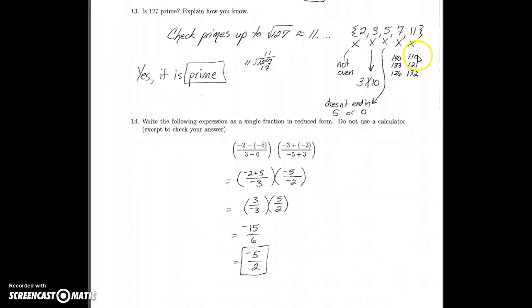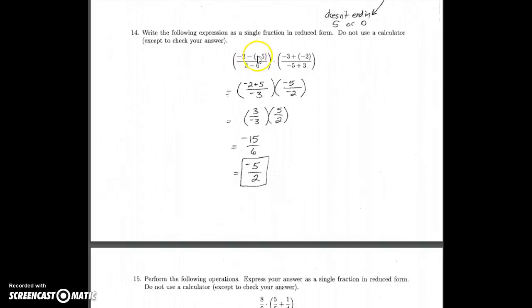Same with 11. You could list them out. So 10 11s, 11 11s, 12 11s. Notice we don't hit 127. Or you could set it up in a long division and find out that there's a remainder. But 11 doesn't go in. Since none of these primes go in, we know that no other primes will go in, and certainly no other numbers, so it is a prime number.